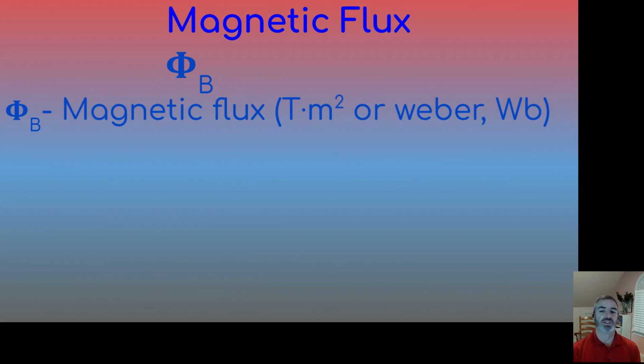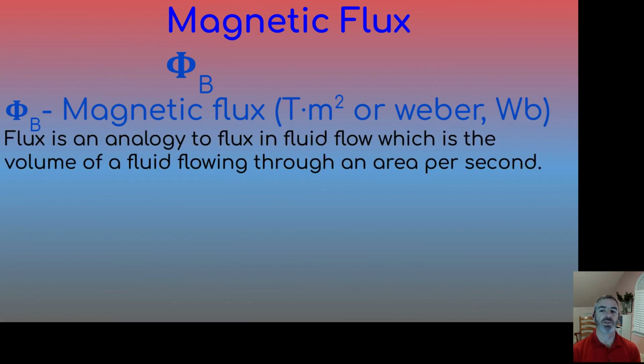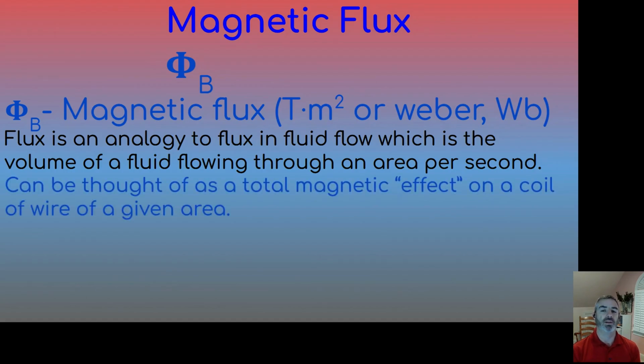The word flux is just an analogy for flux in a fluid, which is the volume of a fluid that flows through a cross-sectional area per second. If we picture a fan blowing air and we hold up a hula hoop, the flux would be the amount of air that goes through that hula hoop, and everything that goes around would not be counted. Magnetic flux works the same way. It's the number of field lines that go through a cross-sectional area. So the more field lines, the more flux. It can be thought of as a total magnetic effect on a coil of wire of a given area, which we'll discuss in this video.